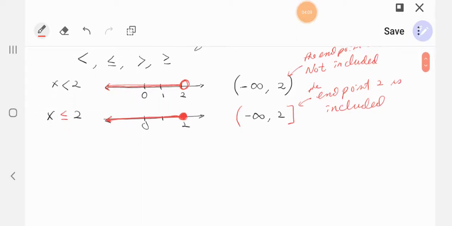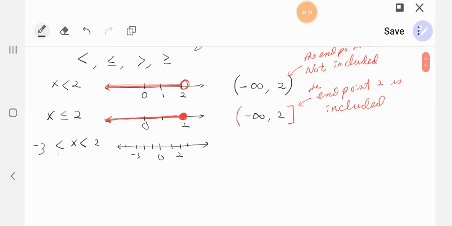Let's try more. Understanding inequalities is really important. How about this? If x is less than 2 and greater than or equal to negative 3. What would be the graph of this? Draw a horizontal line. Let's say this is 0, here is 1, 2, 3. Here's negative 1, negative 2, negative 3, and negative 4, and so on. So x is between negative 3 and 2.